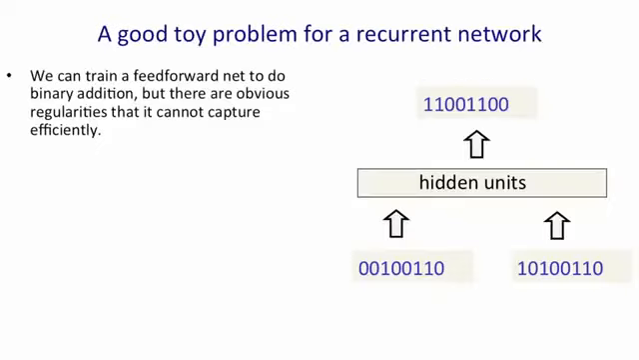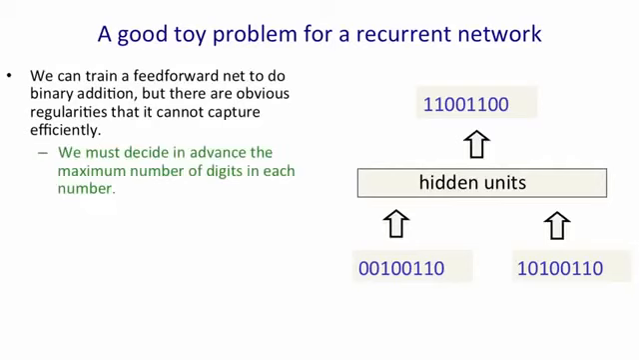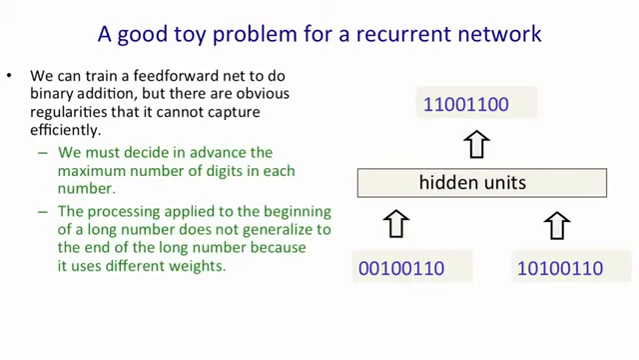So consider the problem of adding up two binary numbers. We could train a feed-forward neural network to do that, and the diagram on the right shows a network that gets some inputs and produces some outputs. But there's problems with using a feed-forward neural network. We have to decide in advance what the maximum number of digits is for both of the input numbers and for the output number.